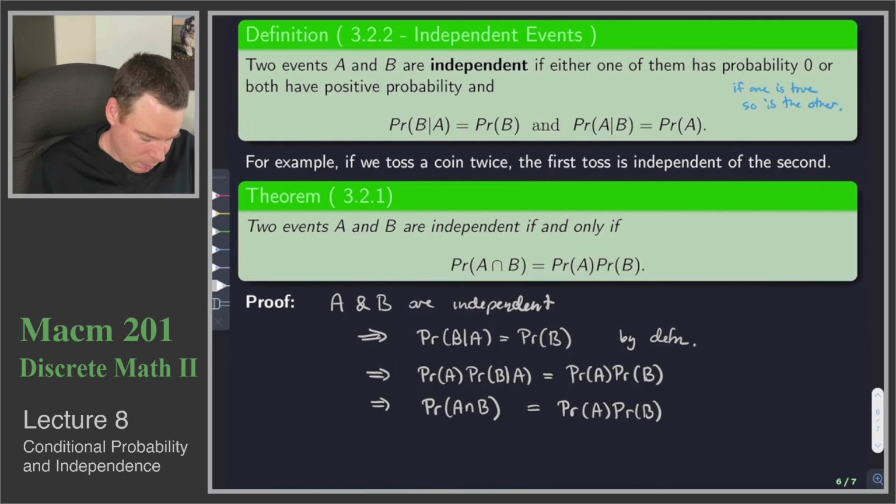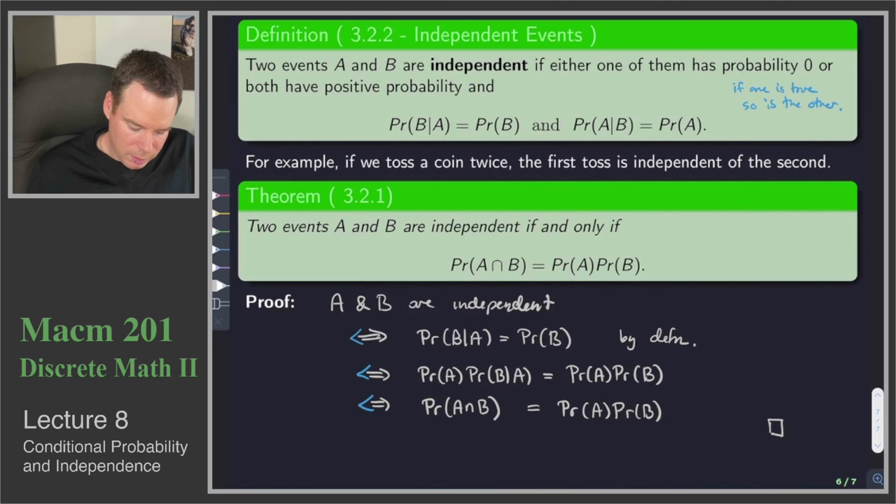On the other hand, if the probability of the intersection is the product of the probabilities, then we can reverse all of these implications. Then I can rewrite what the probability of the intersection is in terms of conditional probabilities. I can divide both sides by the probability of A and get the expression that is the definition of independence. So just working those implications in the opposite direction, we get the equivalence there. And so that's the if and only if part of the theorem. If they're independent, the equation is true. If the equation is true, then they're independent.